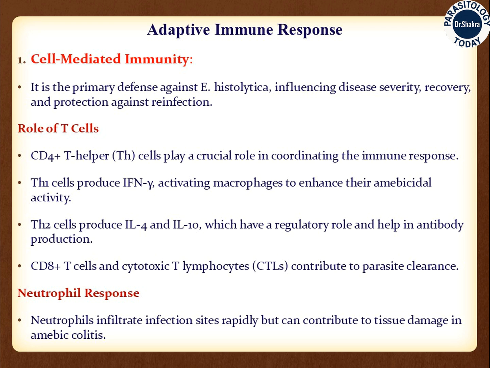Role of T cells. CD4 plus T helper cells play a crucial role in coordinating the immune response. Th1 cells produce IFN gamma, activating macrophages to enhance their amoebicidal activity. Th2 cells produce IL-4 and IL-10, which have a regulatory role and help in antibody production. CD8 plus T cells and cytotoxic T lymphocytes contribute to parasite clearance. Neutrophil response. Neutrophils infiltrate infection sites rapidly but can contribute to tissue damage in amoebic colitis.